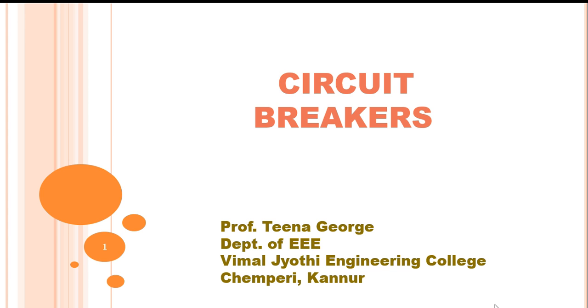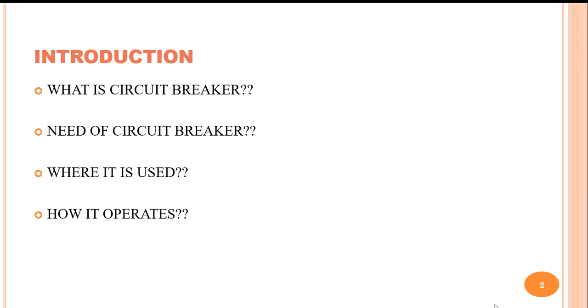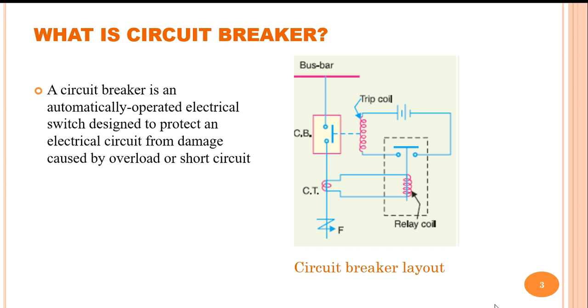In module 5 of power generation, transmission and protection, we will be discussing the circuit breakers and the associated device, the protective relay. First, we can see the circuit breaker operation. In this video, we will be discussing the circuit breaker, the need of a circuit breaker, where it is used and how it is operated.